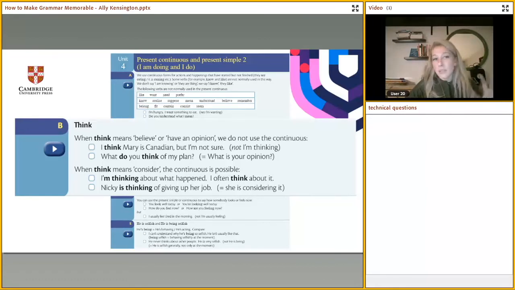Let's think that you have taught think. Clearly it says over here, when think means believe or have an opinion, we do not use the continuous. Fantastic. When think means consider, the continuous is possible. Okay, fantastic. You've taught this. They did the practice. Fabulous. Chase it with a production bit, a personalized production bit.